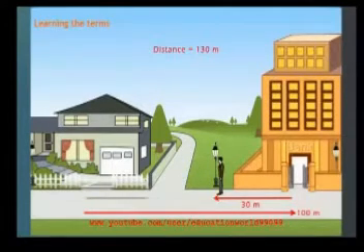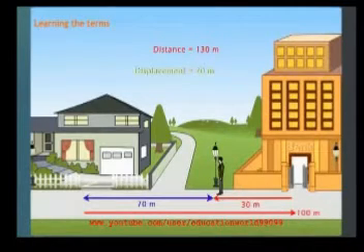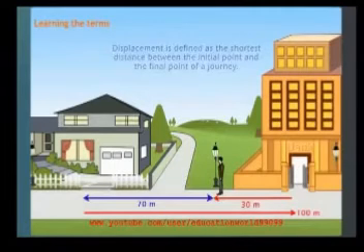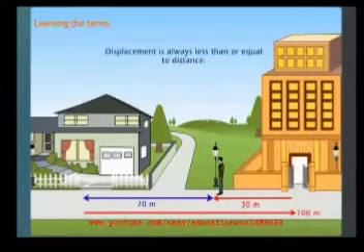But how far is he from his house? The starting point of the man's movement is the house, and the end point is the lamp post. The distance between these 2 points is 70 meters. He is just 70 meters from his house. So the displacement is 70 meters. Displacement is defined as the shortest distance between the initial point and the final point of a journey. Displacement can also be defined as the distance covered in a particular direction. Displacement is always less than or equal to distance.